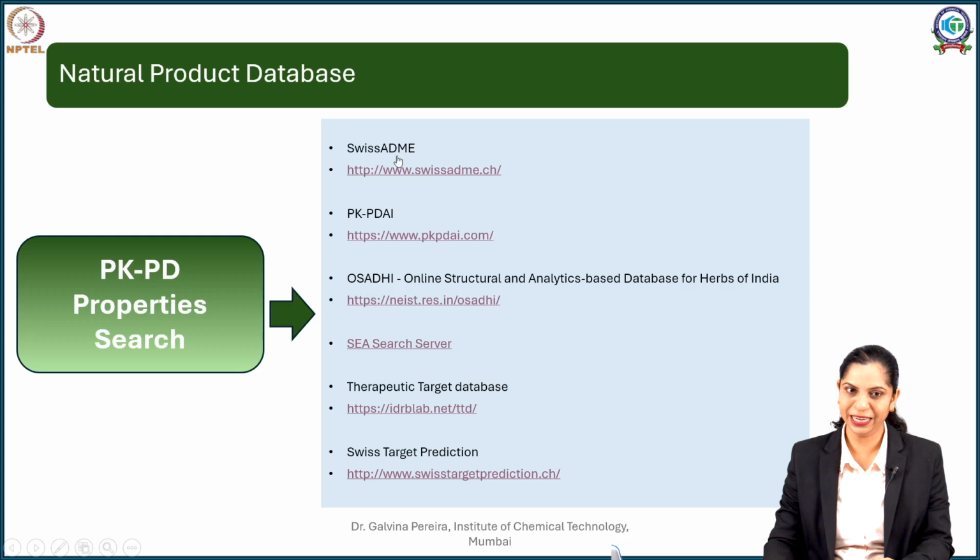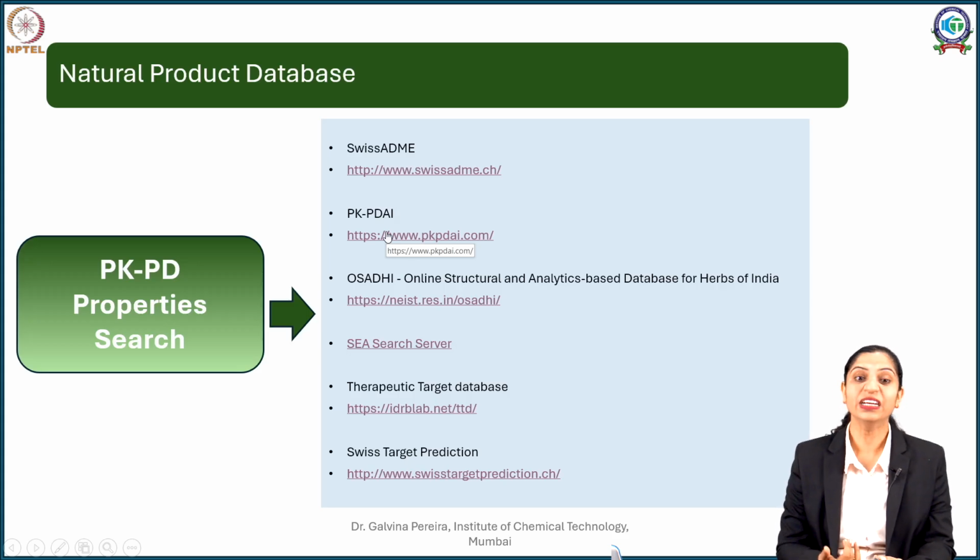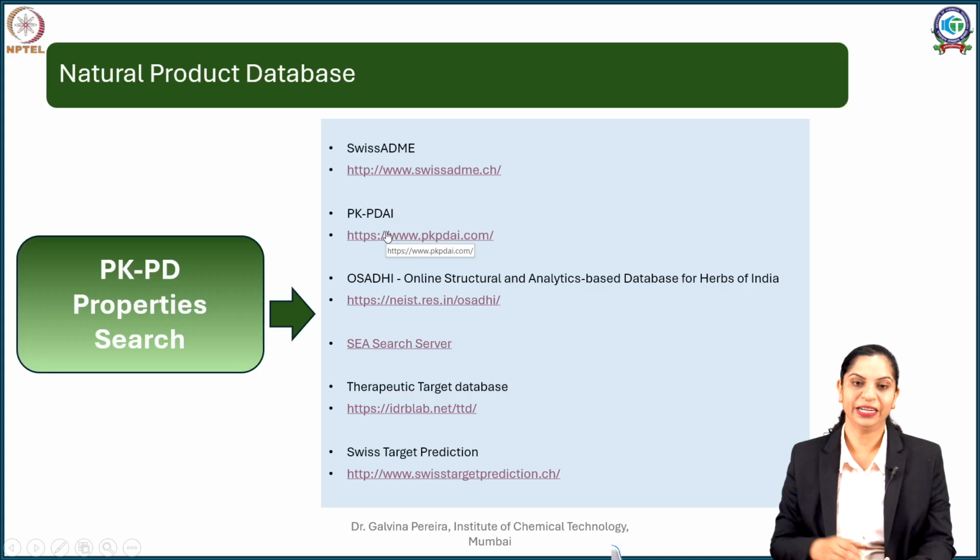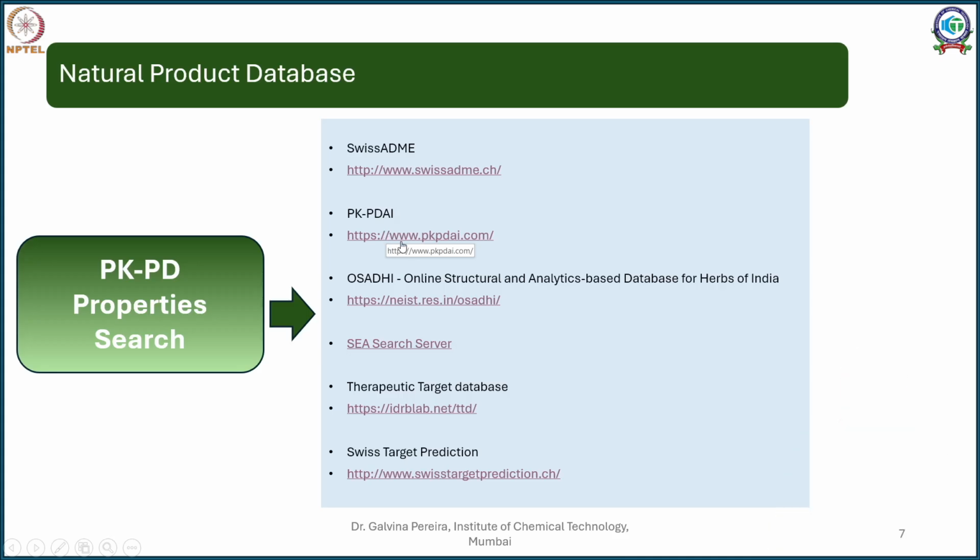One is SwissADME and there is also what is called SwissTargetPrediction. SwissADME is more about pharmacokinetics, whereas SwissTargetPrediction is more about the pharmacodynamic effects, which will tell us what would possibly be the effects of consuming this drug. Not only that, you have a few other softwares such as PKPD AI, which also gives you the pharmacokinetic properties. You have the Oshadi database, and the C server, which is a similarity-based server that will help us determine the activity, as well as the Therapeutic Target Database. So, let us see them one by one and analyze what each of them has to offer.